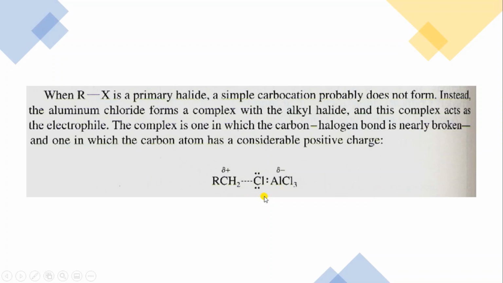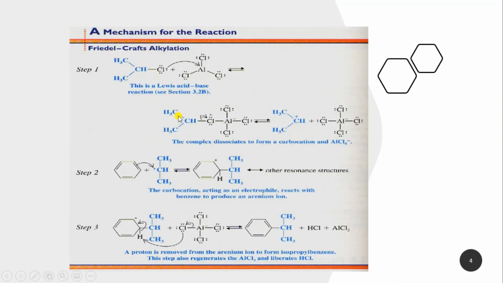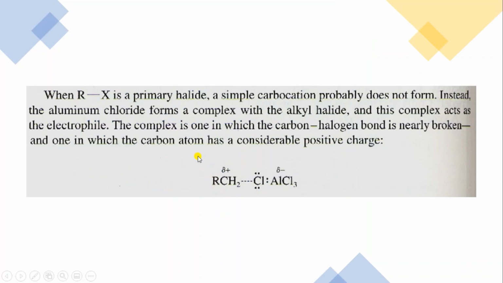In the previous example, we saw that a secondary carbocation was attacking, and before the attack of the benzene, there was an initial formation of the carbocation, a clear carbocation formation. Why? Because that carbocation can exist in that form. That was stable because it was secondary. The same is the case with tertiary. But once you are dealing with the primary carbocation, the benzene ring will be attacking on the complex rather than on the carbocation.